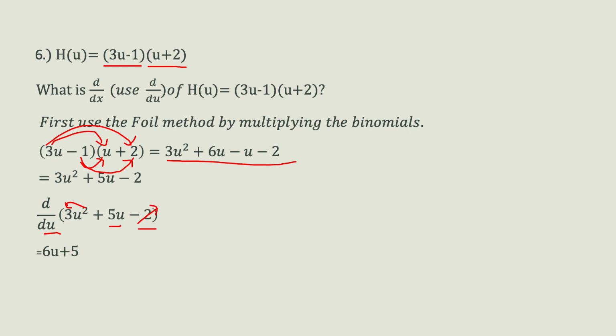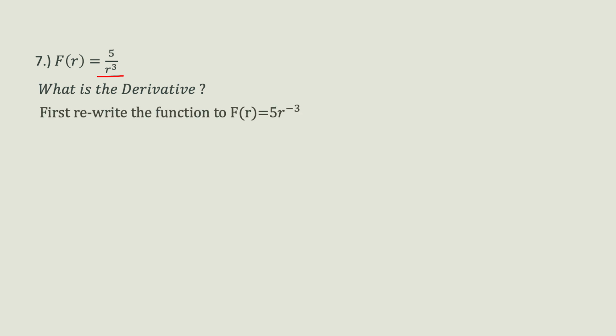So we're going to the next problem. Hopefully this one is a little easier. In my opinion, I think it's a little easier. This is problem number 7, and we have f of r equals 5 over r cubed. It is a little different than we've seen in previous problems. So what is the derivative? First, we rewrite the function f of r equals 5r to the negative 3. That way we can actually apply the power rule. This becomes a little simpler for us.